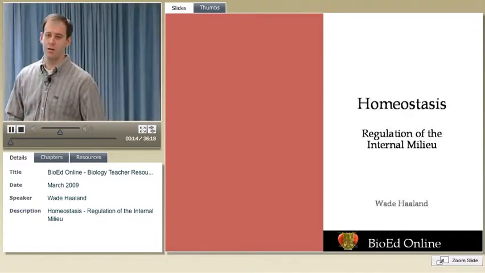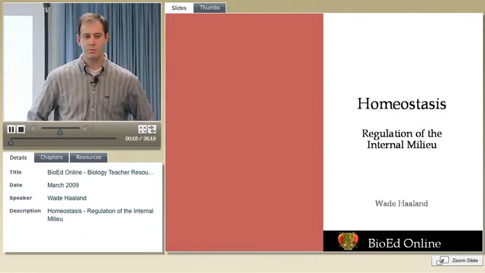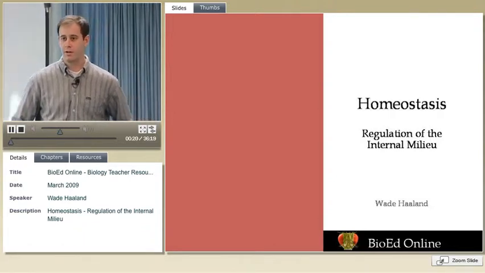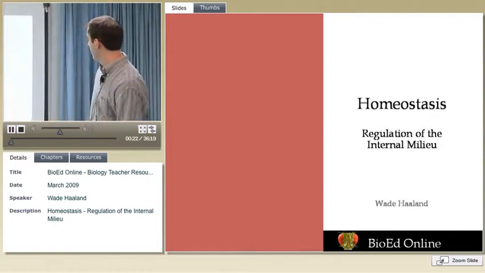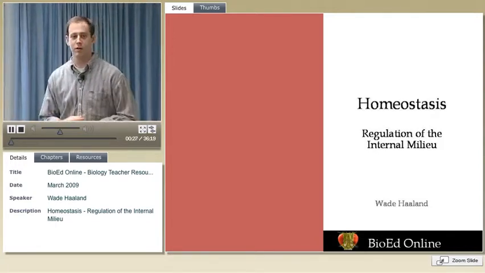Okay, my name is Wade Holland. I'm a graduate student at Baylor College of Medicine. I'm in the cell and molecular biology program there, and I'm currently studying diabetes. I'm doing my PhD. Today I'm going to be talking to you guys about homeostasis, which is the regulation of the internal milieu.